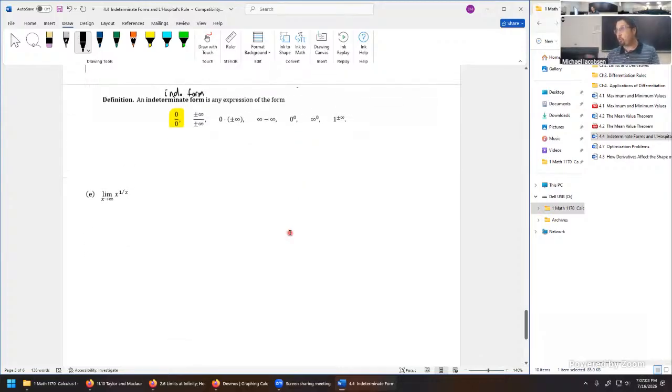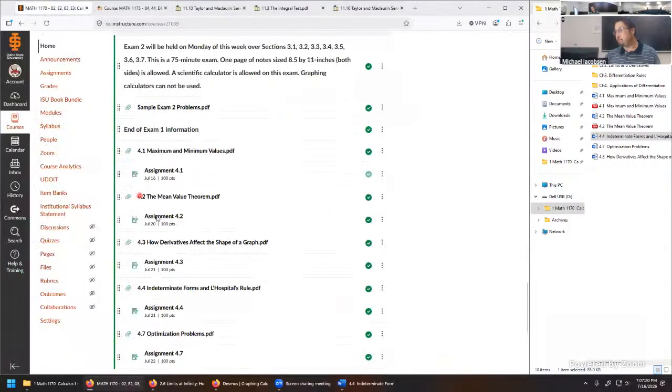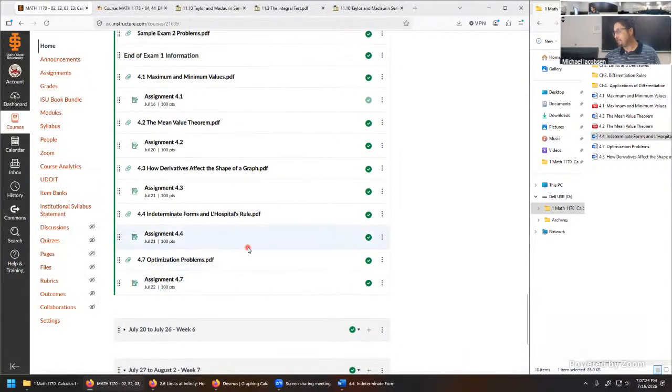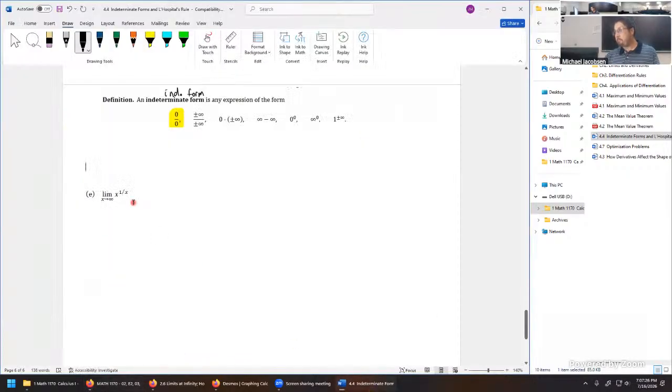And speaking of which, we didn't quite get through section 4.4, but that's okay. We're going to leave this last problem here as just another warm up when we come back on Monday's class. We'll do this final problem, think about L'Hopital's rule a little bit more, and then go into the optimization section 4.7 here. So I'll be moving this down into the next week. So this will be a pretty good stopping point for us today.